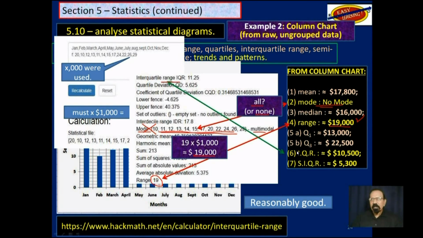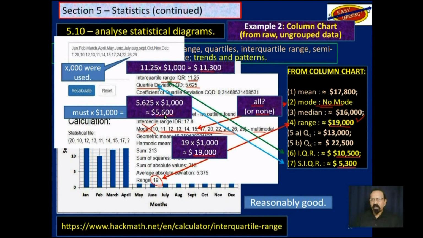Interquartile range, 11.25 multiplied by 1,000, 11,300, and we got 10,500, so we are somewhere off from that. And finally, the semi-interquartile range, we got 5,300, and the online calculator, which calls it quartile deviation, multiply that, and we get 5,600, so we are not so far off. So basically, we did reasonably well when we compare our answers with those from the online calculator.